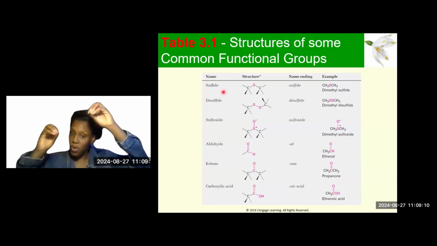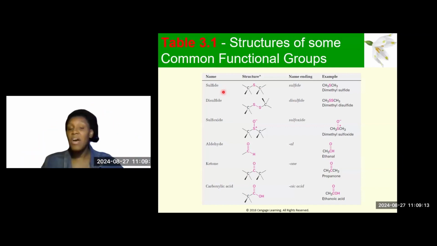Disulfide is when you have two sulfur groups. Now, oxygen does have a counterpart like that. We call those peroxides. I don't believe it's in this list, I can't remember, but you do have that. You have sulfoxides. When you hear that oxide, you're referring to an oxygen, right? So it's a sulfur oxide, sulfoxide. With that, you have your sulfur that's connected to carbon, and then you have your oxygen off of that.